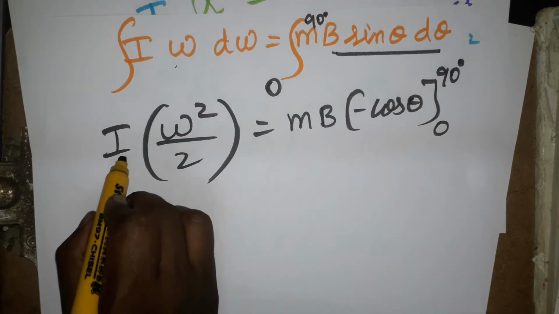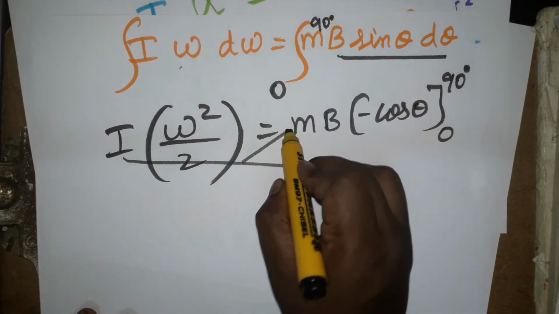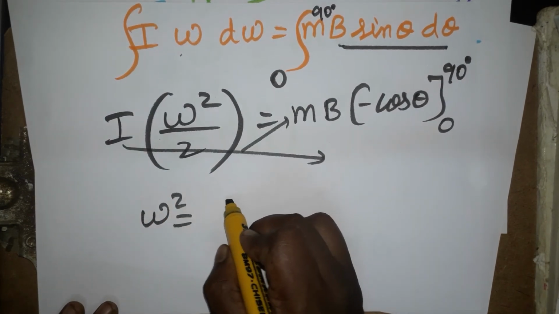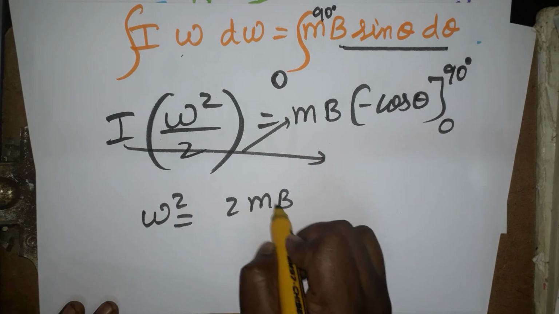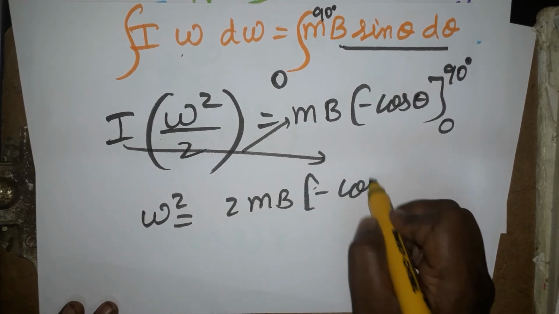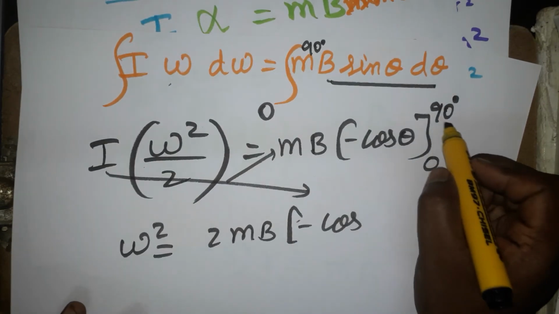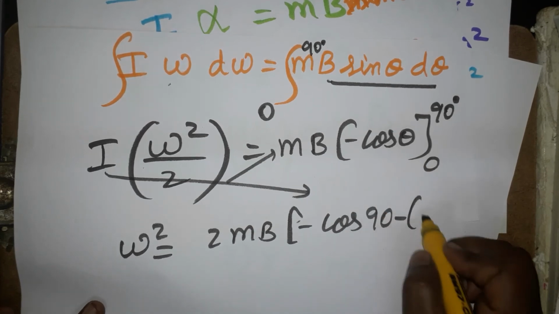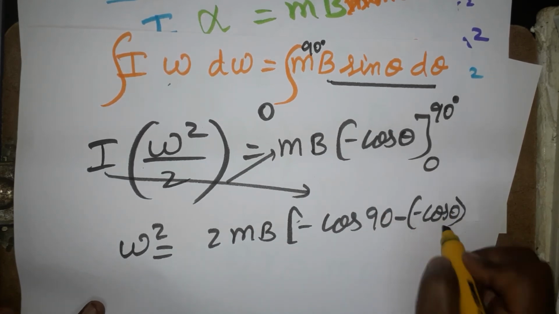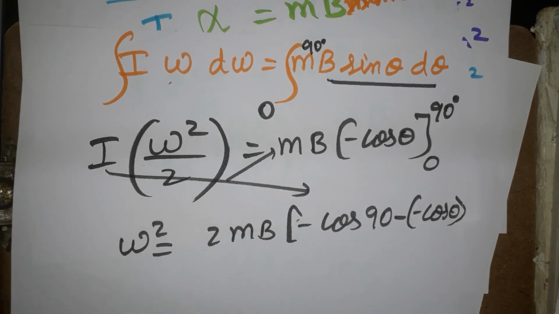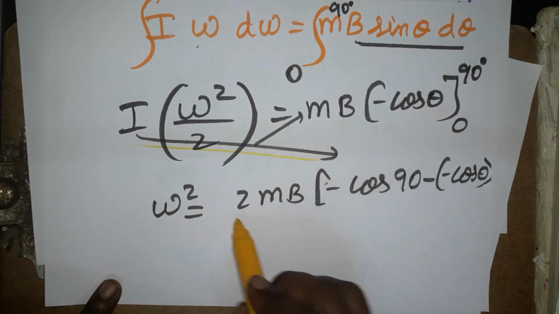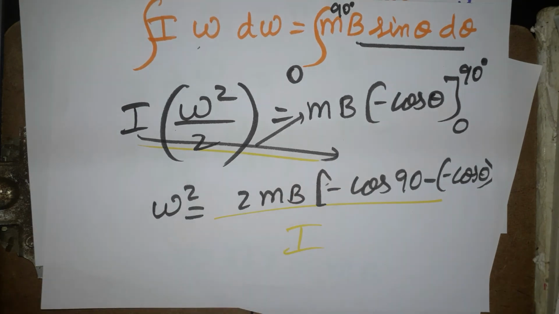So this I you can take here, this 2 you can take to this side. So omega square is equal to 2 times mB times cos 90 degrees minus cos 0 degrees, because I substituted the integration limits, divided by inertia. Inertia became the denominator.